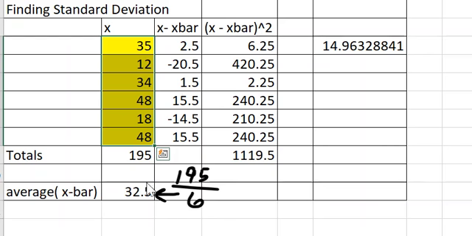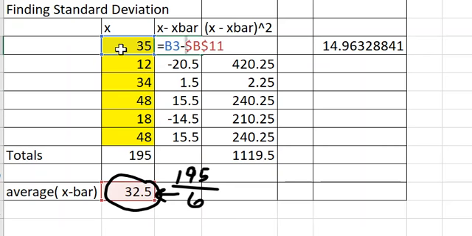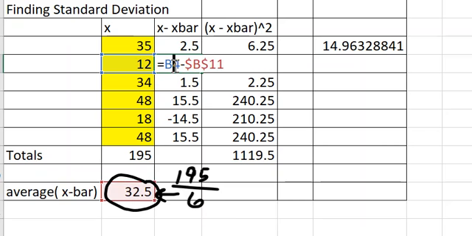Now, you're going to use this number because for each one of these, you're going to make a new column. And it's x minus x bar. For x minus x bar, you're going to take 35 minus 32.5. So 35 minus 32.5, and you'll get the answer 2.5. I did this in Excel, but you can do it by hand just as easily. Just take your time. This one is 12 minus 32.5, or negative 20.5. And you do that for each one of these numbers.